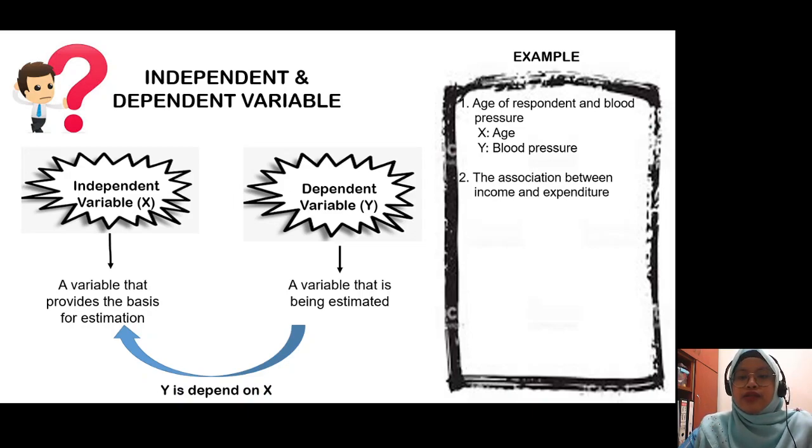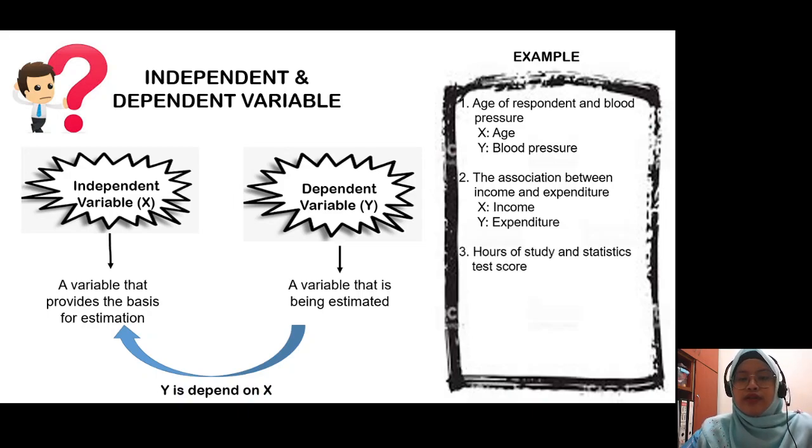Okay, the second one. We have the association between income and expenditure. So which one is independent? The independent will be expenditure and dependent will be income. Alright, sorry, the independent will be income and the expenditure will be dependent.